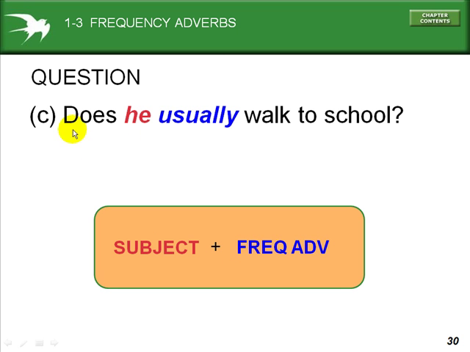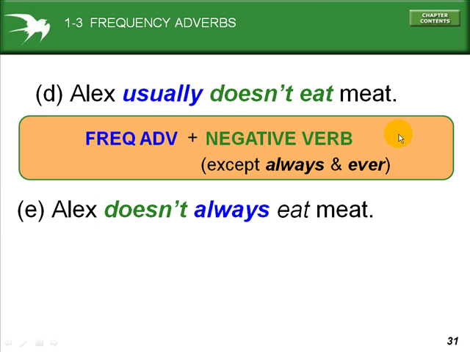To form a question, does he usually walk to school? Does comes first, then the subject he, and then the frequency adverb and the rest of the sentence. Alex usually doesn't eat meat. The frequency adverb plus the negative verb does not, doesn't eat meat, and the rest of the sentence.